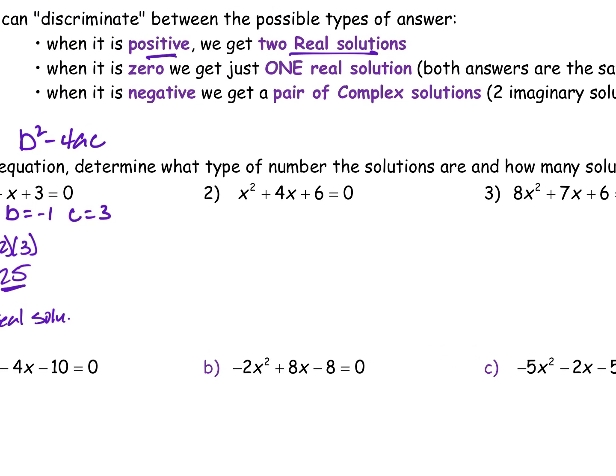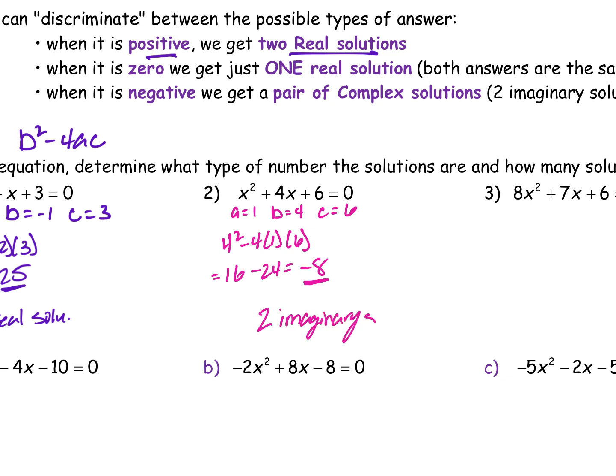If we go into number 2 here, A is 1, B is 4, and C is 6. So I get, what do I get? 4 squared minus 4 times A times C. So that's going to be 16 minus 24 is -8. So now I have a negative answer. So that means I have two imaginary solutions. Right here, two imaginary solutions, because my answer was negative.